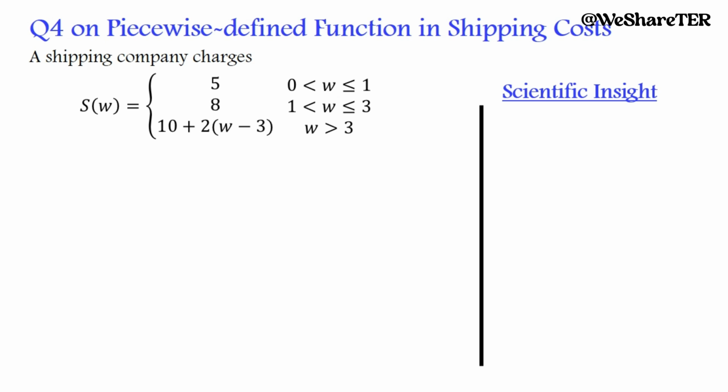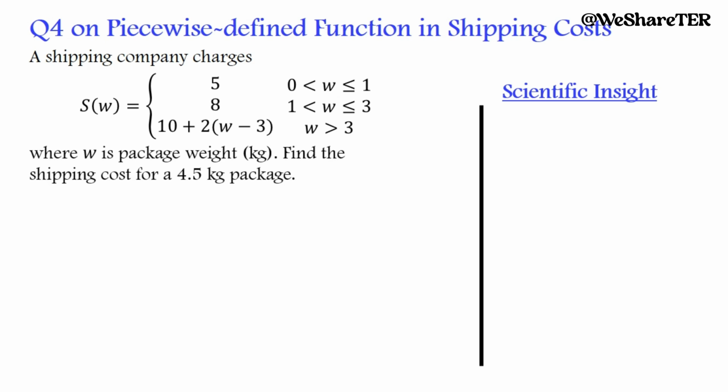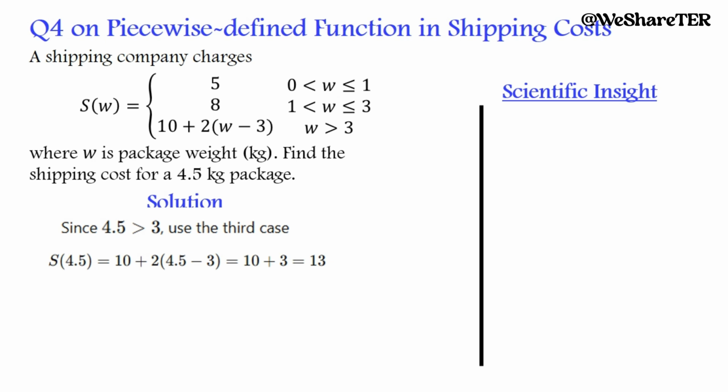A shipping company charges S(W) equals 5 for 0 < W ≤ 1, 8 for 1 < W ≤ 3, and 10 + 2(W - 3) for W > 3, in cases, where W is package weight. Find the shipping cost for a 4.5 kilogram package. Solution. Since 4.5 > 3, use the third case. S(4.5) = 10 + 2(4.5 - 3) = 10 + 3 = 13.